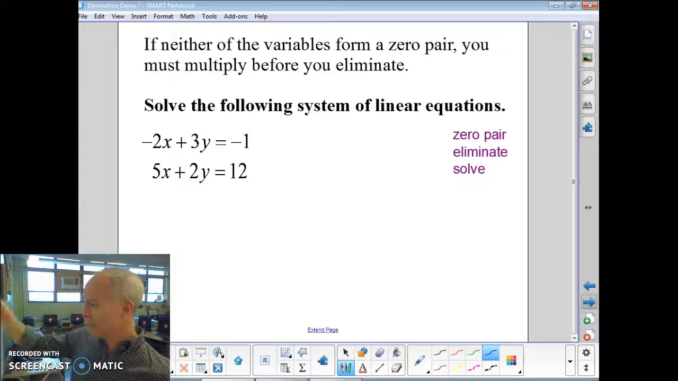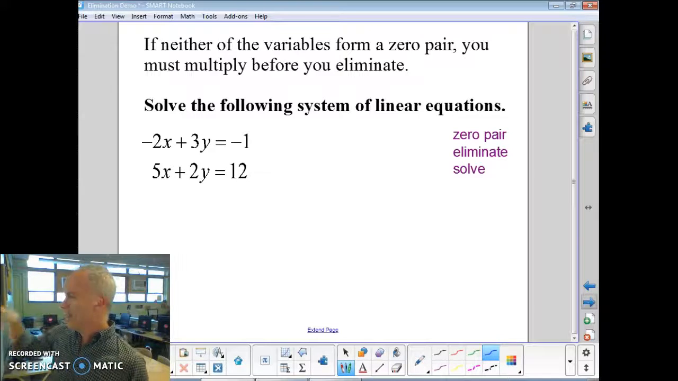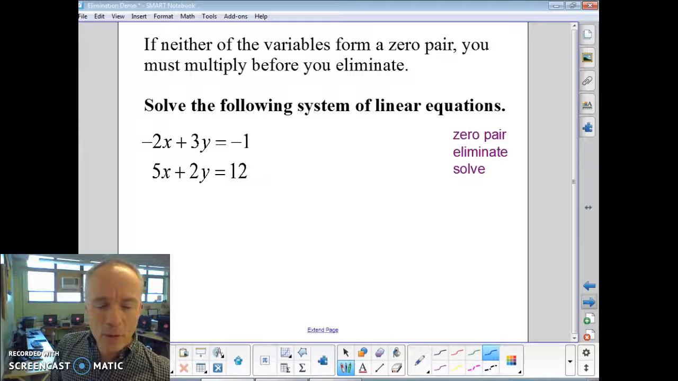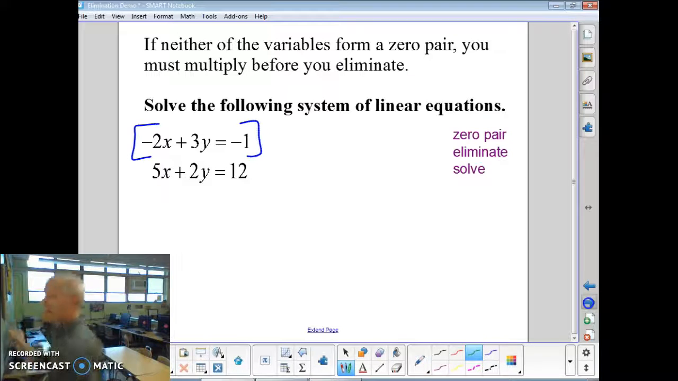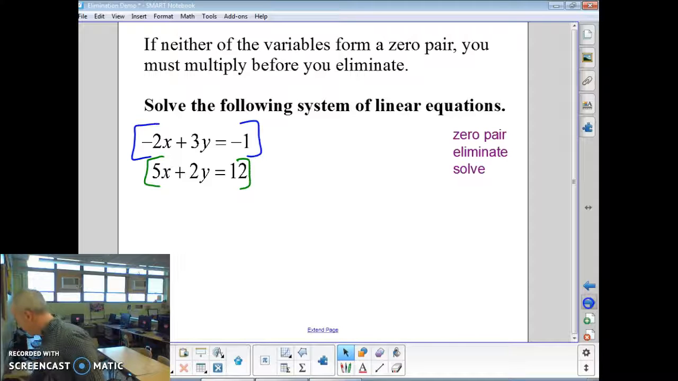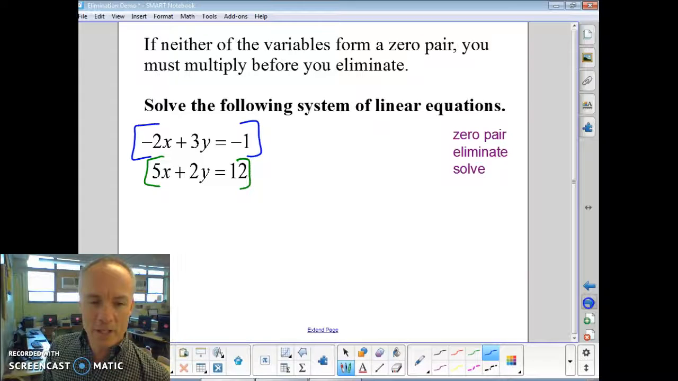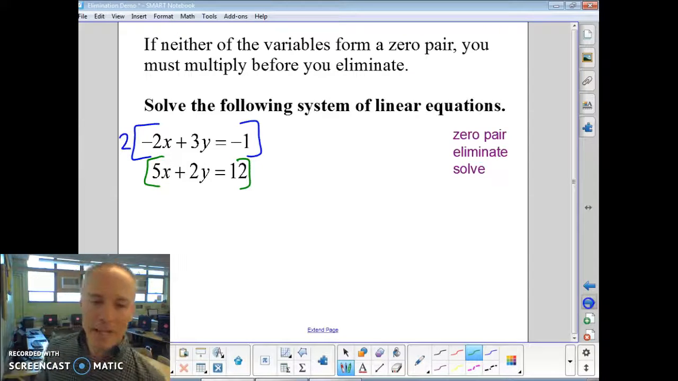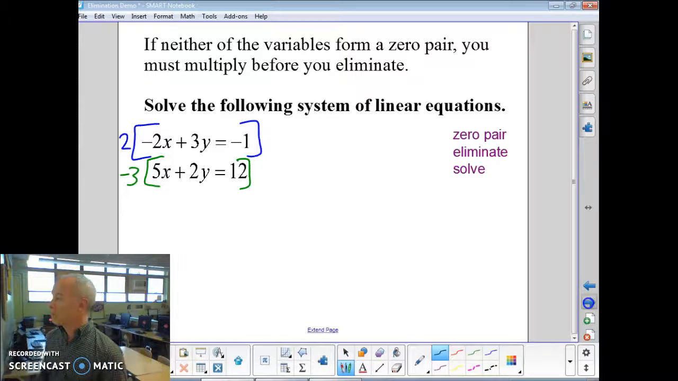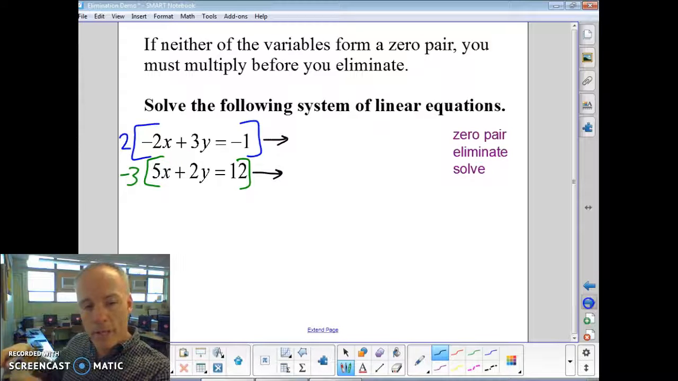So in this case, negative 2x plus 3y, I don't have a zero pair in either of them. But I could multiply the first one by something. And then I could also multiply the second one by another value. If I multiply the first one, I'm going to suggest multiplying it by positive 2. And then I'm going to multiply the second equation by negative 3. I draw an arrow to show that now I'm going to write an equivalent equation right next to it.